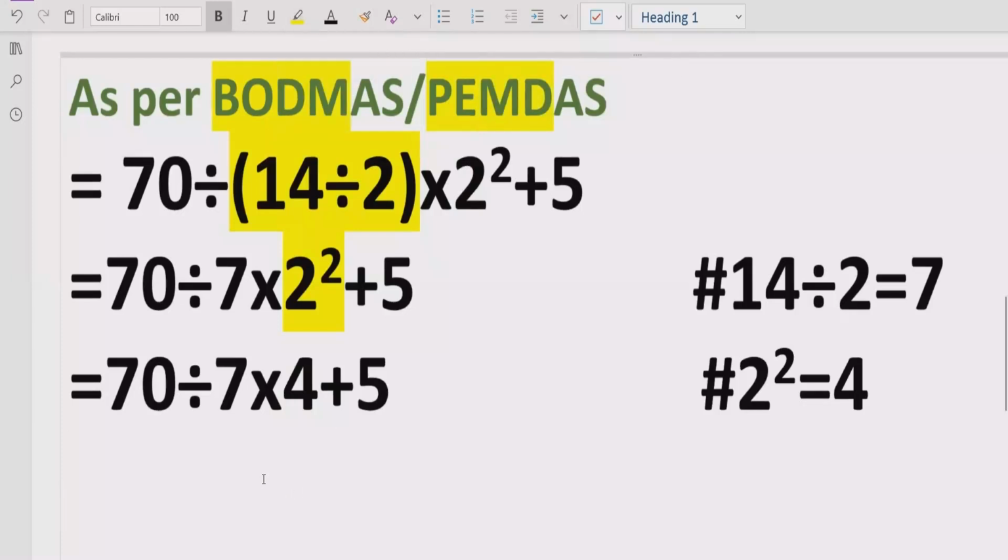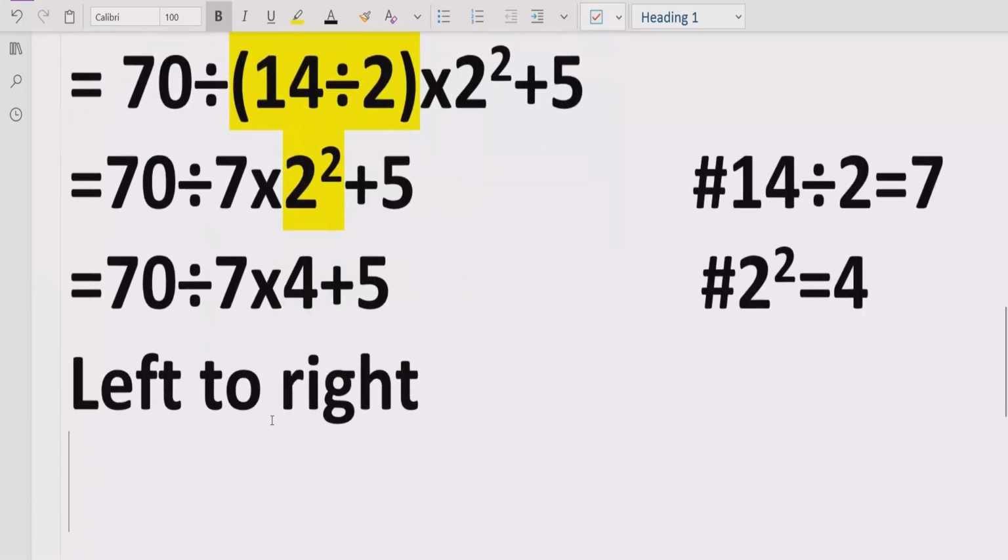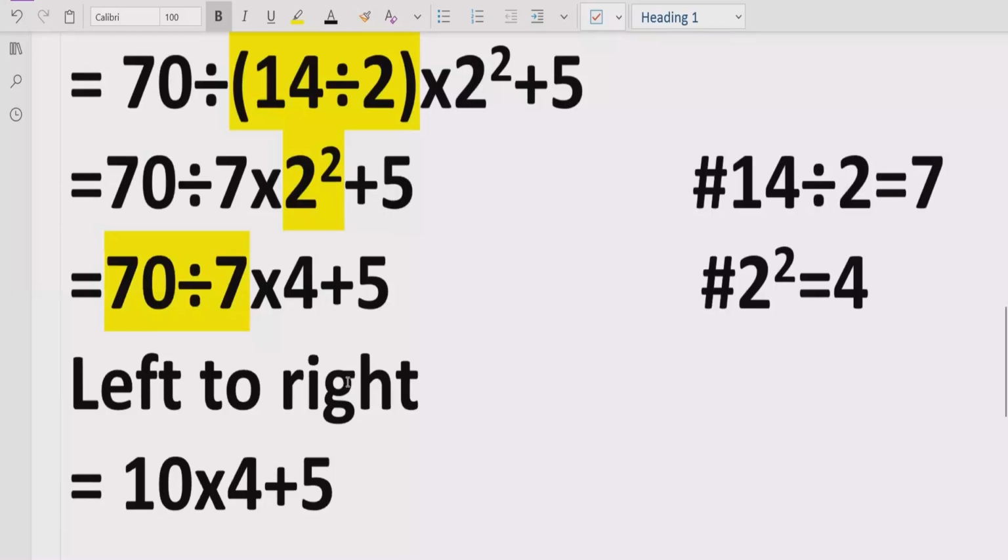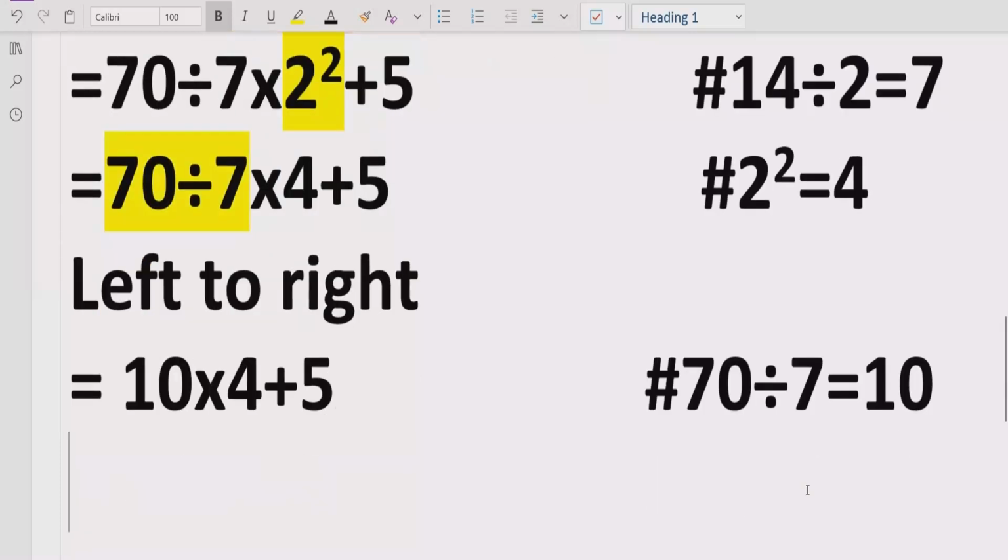So what we have to do, we have to go here. What can we solve here? Basically, if you are using BODMAS, you will say I will solve this one first. And if you are using PEMDAS, you will say that I will solve this one, 7 multiplied by 4. But no, the rule is the same for both. You have to go left to right and find out which is coming first. So first we have 70 divided by 7, which equals 10. Multiply by 4 plus 5, we will write here as it is. And here we have to give the reference like 70 divided by 7 equals 10.